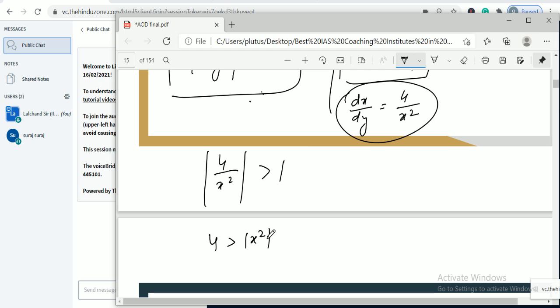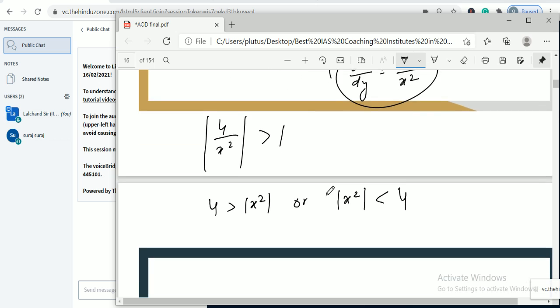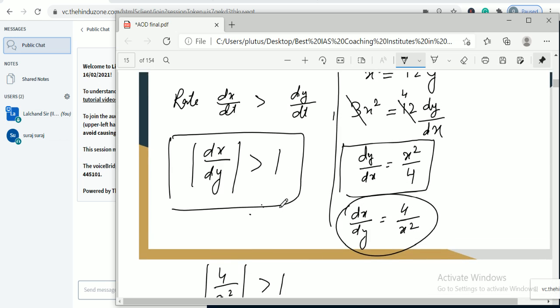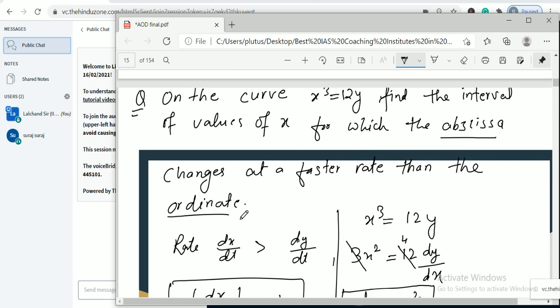4 will be greater than mod x square. So we can write mod x square is less than 4. Can we write like this? So what is the value of x? If you simplify this, then x value will be from -2 to +2. This is the interval of x where the rate of change of abscissa is greater than ordinate. Okay.